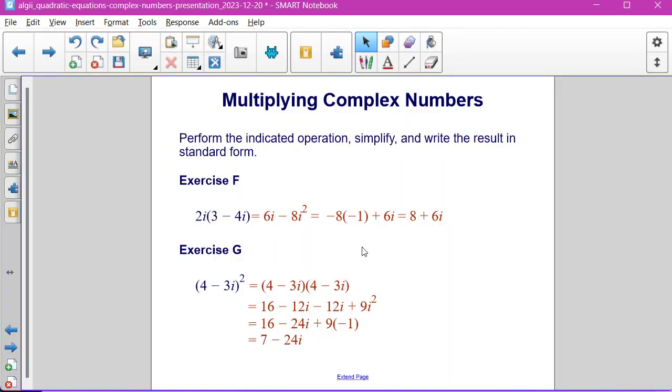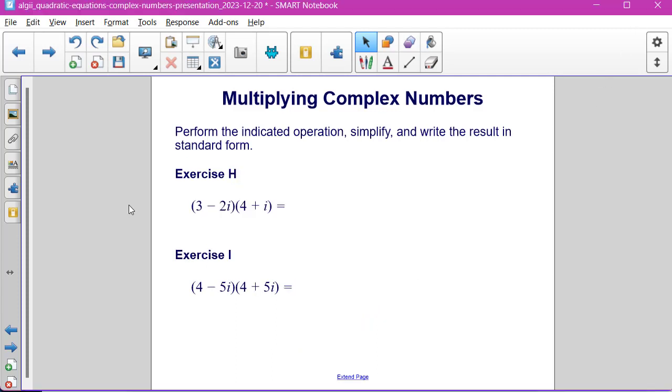And here we see the solutions to exercises F and G, and they do match the solutions that we found. 8 plus 6i for exercise F, and for G is 7 minus 24i. Here are another two exercises that we are going to simplify by performing the indicated operation, combining like terms, and writing our result in standard form.